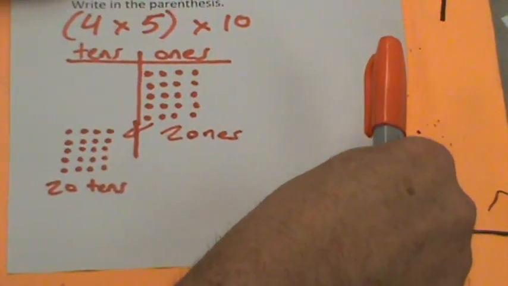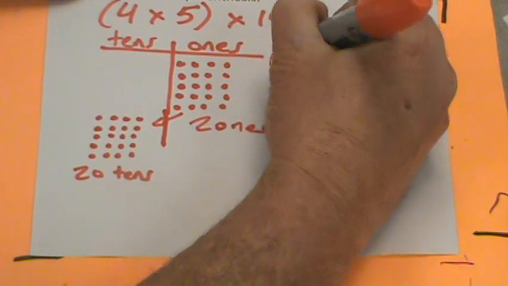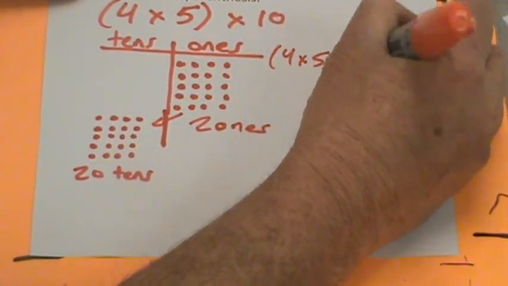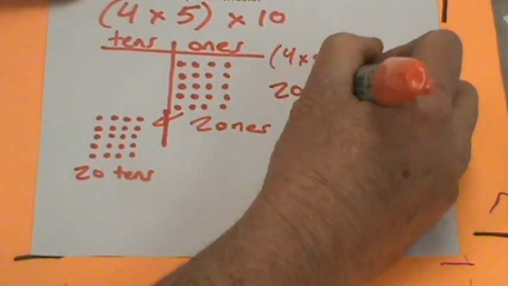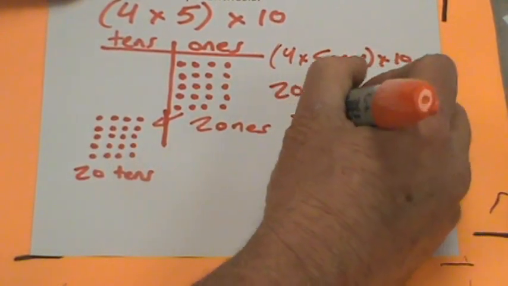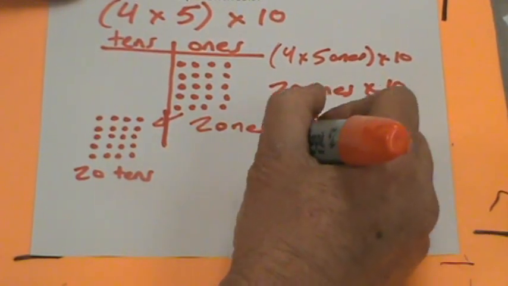Let's just break this down like we did in the last one. We're going to go 4, right, times 5 ones, terrible ones, times 10 equals 20 ones, right there, times 10 equals 20 tens, which equals 200.